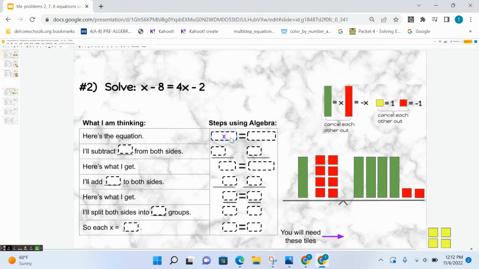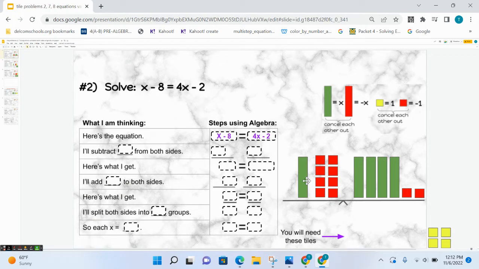So the first thing you're going to do is write in the original equation. And now what I'm going to suggest is your first goal is to get green rectangles, x's, on one side. We want green rectangles only on one side. I try to give you hints by the words here. The second step, it's going to have number 2 in front of it. I'll subtract blank from both sides.